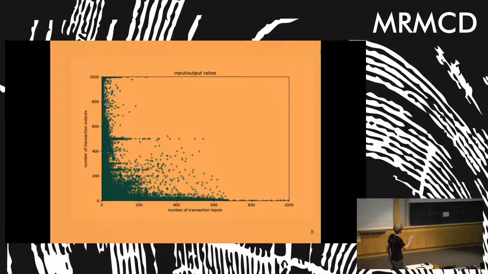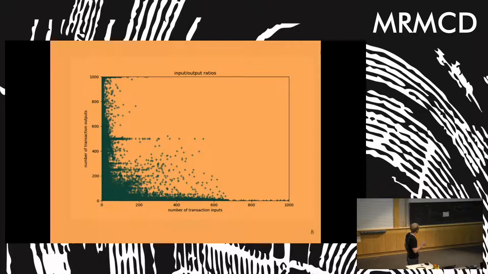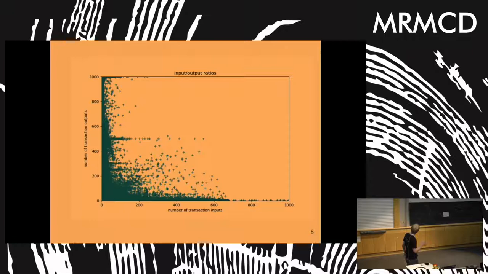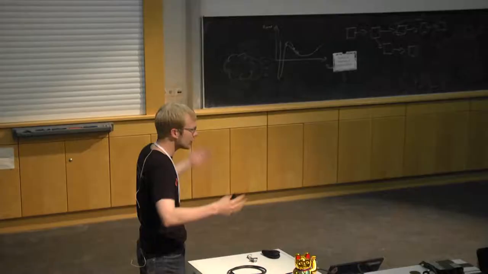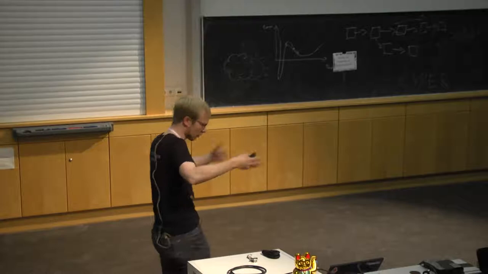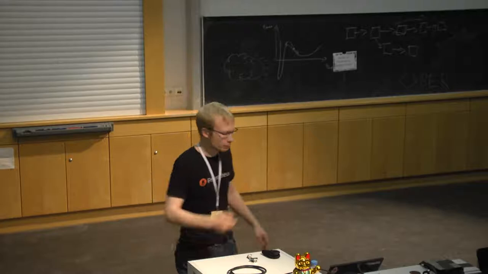Another thing that could happen over here, for example, is we have a lot of inputs, but very few outputs. This looks more like aggregating Bitcoins together. So I received a lot of very small amounts and I don't want the hassle of dealing with them all, so I just aggregate them together.